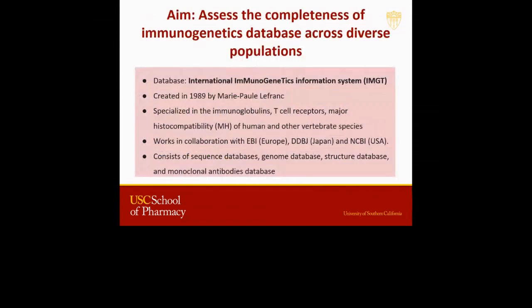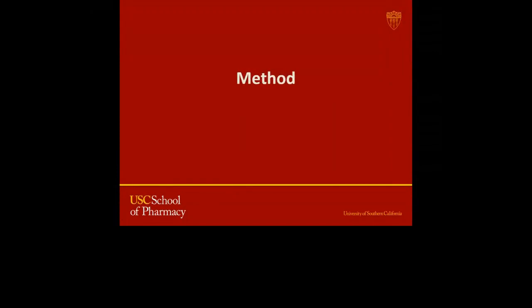Our goal in this project is to examine how complete the immunogenetic database is in representing diverse populations. The immunogenetic database we're referring to is the IMGT database, the International Immunogenetics Information System database. It is a database majorly comprised of immunoglobulins, T cell receptors, and also the major histocompatibility complex of human and other vertebrate species. Just to give a brief introduction.